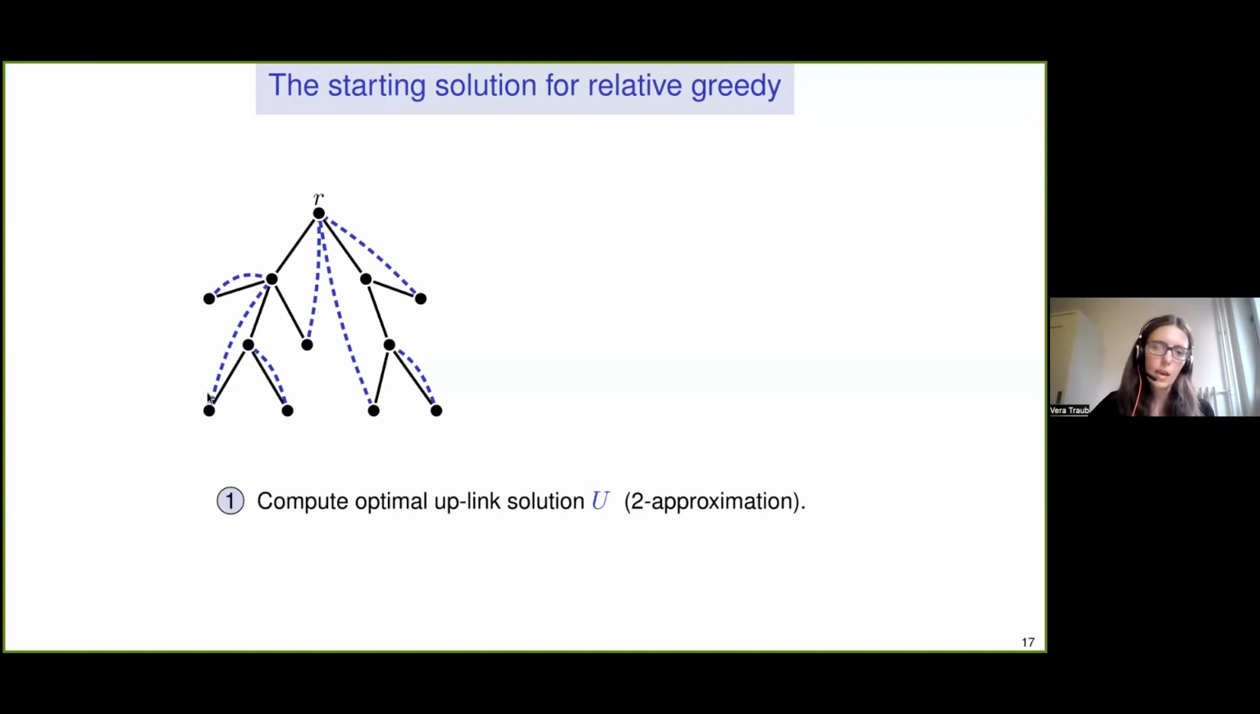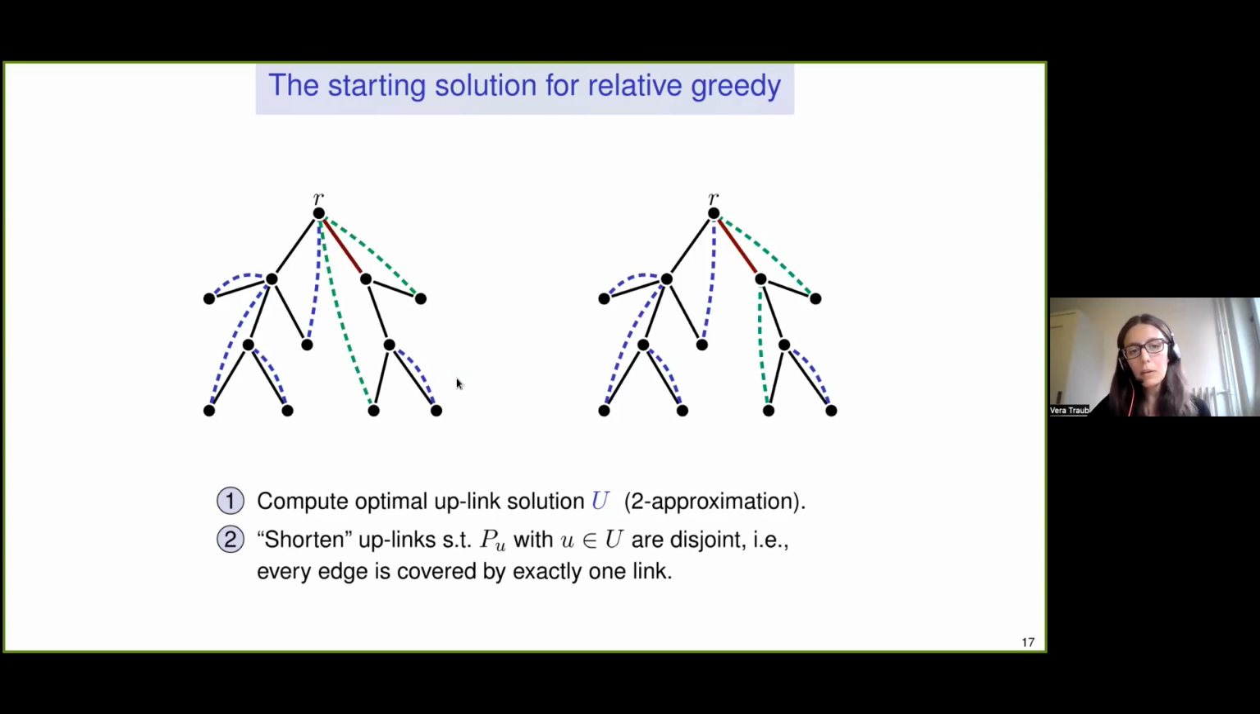And this already has some quite nice structure. Namely, we know that we only have uplinks in our solution. Now what we will do is we will make this solution even more structured. Namely, we will make sure that every edge in our tree is covered only by exactly one of these uplinks.